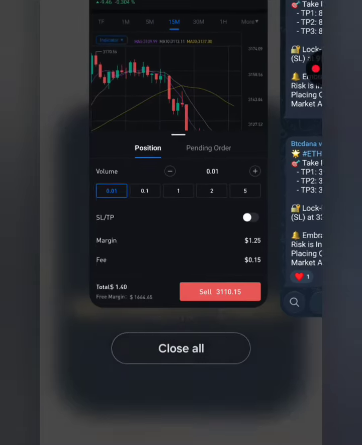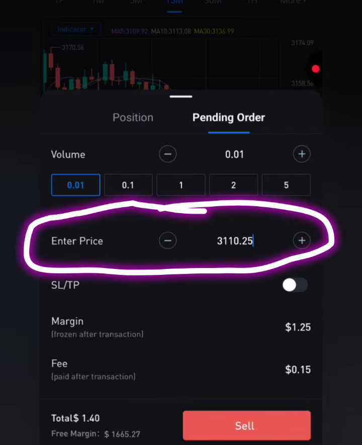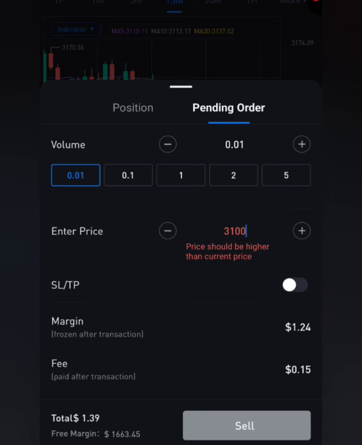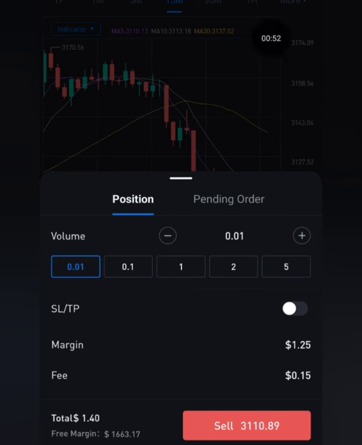So what I will do is come here and click on pending order right here. Then right here where we have enter price, I'm going to put in the price, okay? So as of the time the signal was dropped, I was supposed to enter at this price, but right now the market has moved above that price, okay? So what I'm going to use is the position right here to also get into this trade because the market has not moved really far from that price.